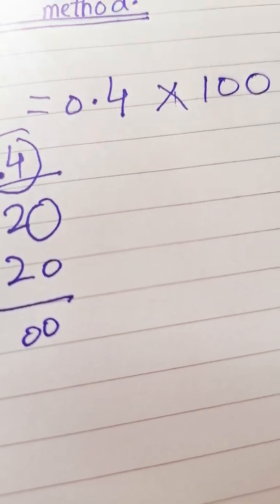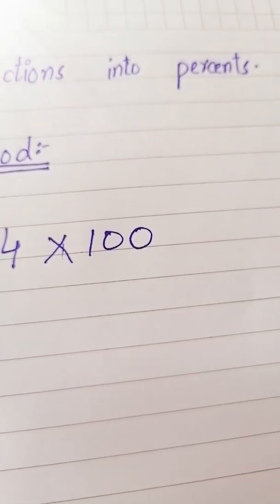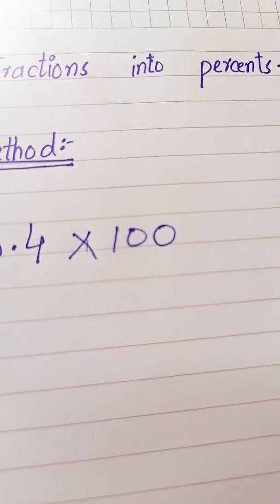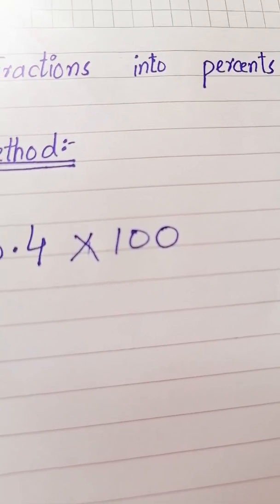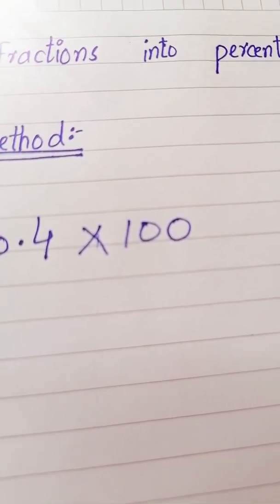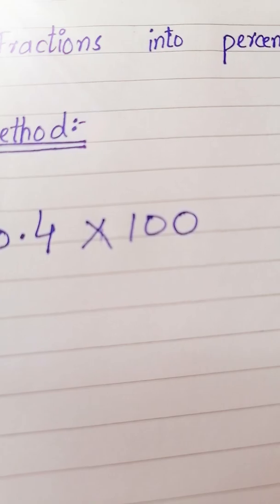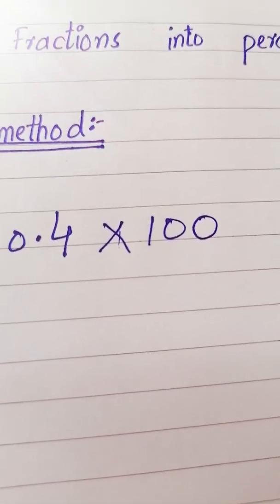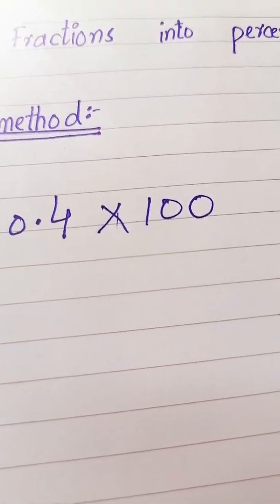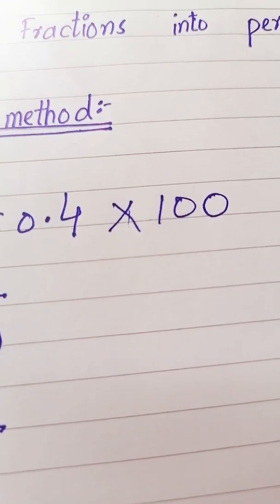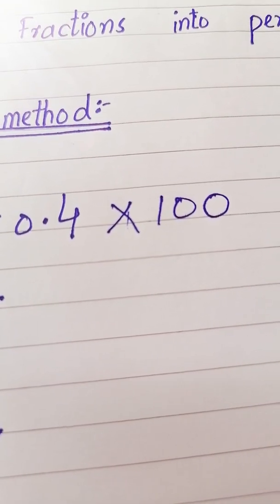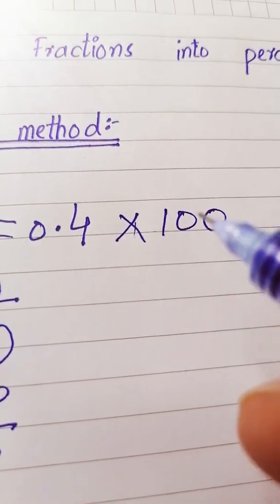As I told you, percent means per 100. Cent is for 100, per 100. So when we want to change a decimal into a percentage, we need to multiply it by 100. Let's see, when I multiply it, the answer I get from this multiplication will be the percentage.